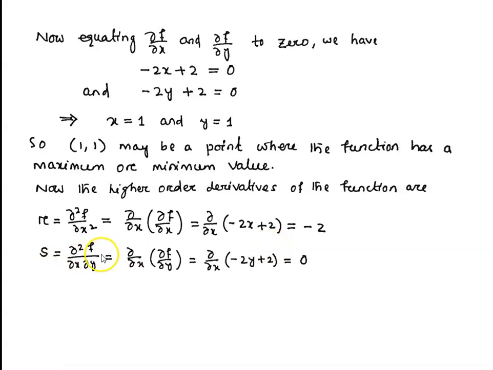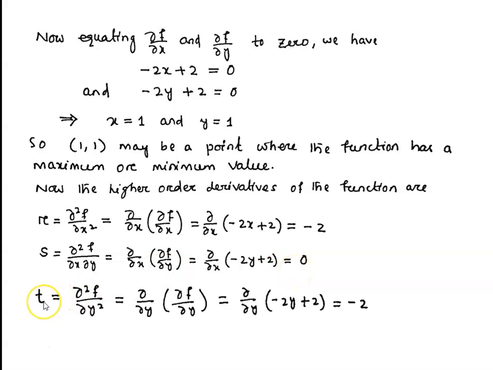And our s is ∂²f/∂x∂y, that is ∂/∂x of ∂f/∂y. And our ∂f/∂y is -2y + 2. Now differentiating this -2y + 2 with respect to x, we have 0 because here both are constant. Here y is treated as a constant, so this is constant and 2 is constant. So the derivative of this -2y + 2 with respect to x is 0.